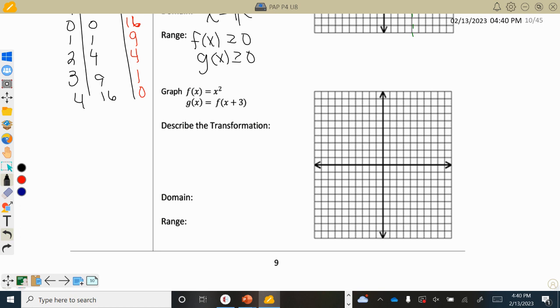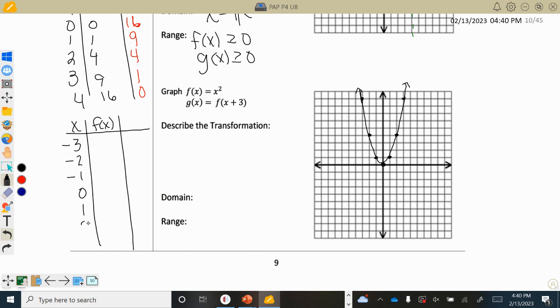All right, if we look at the next one, we're going to start with our parent function. We always want to graph our parent function first, unless it tells us that we're starting with something different, because we want to know what we're starting with. I'm going to go ahead and do my table again. x and f of x. -3, -2, -1, 0, 1, 2, 3 gives 9, 4, 1, 0, 1, 4, 9.